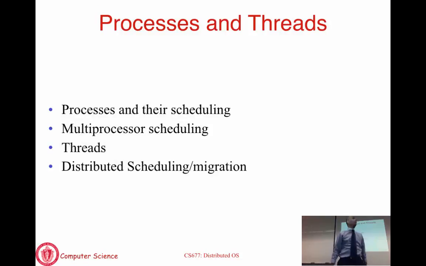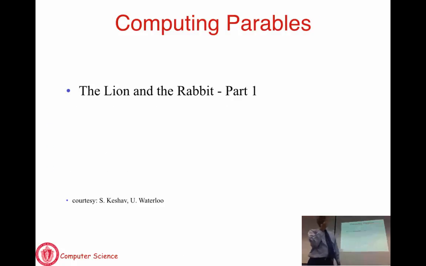Okay. So we are going to talk about processes and threads today. But before we start, I am going to start with a computing parable. Every once in a while, I will tell you a story which will have a moral. Today's story has to do with the lion and the rabbit. Okay, the story is as follows.